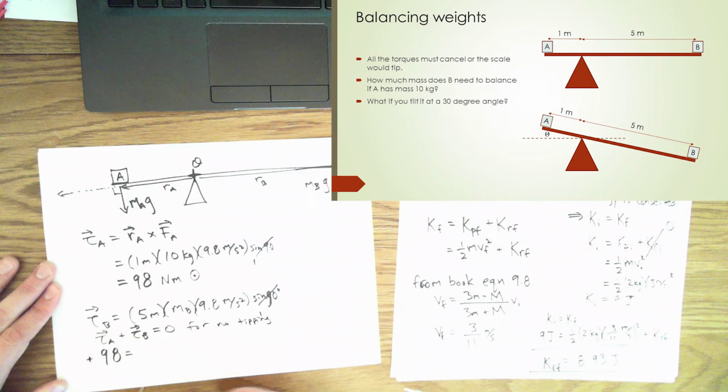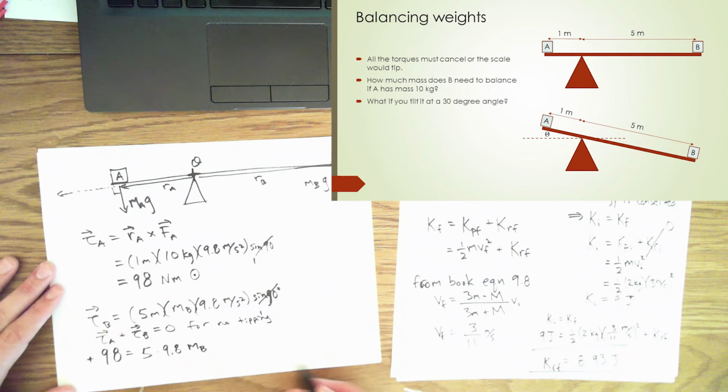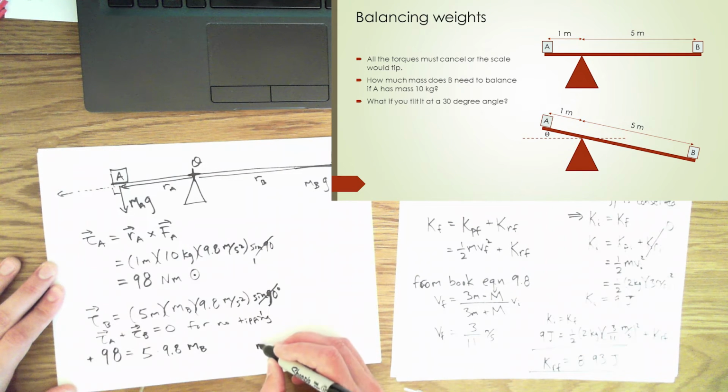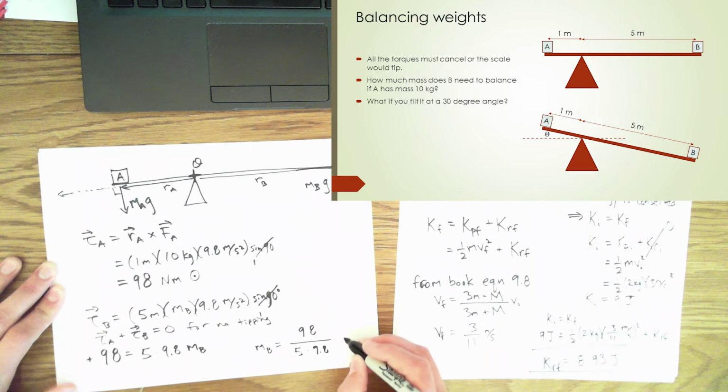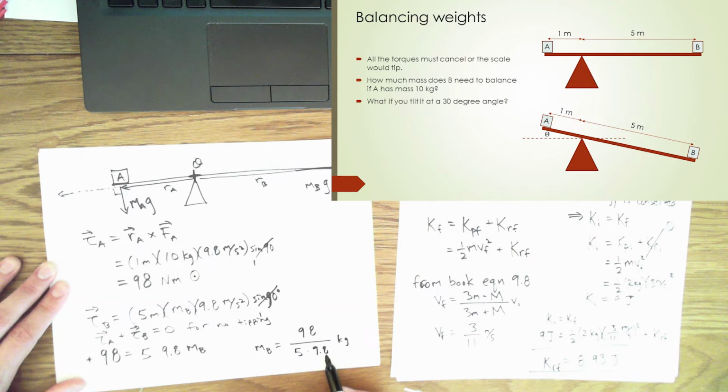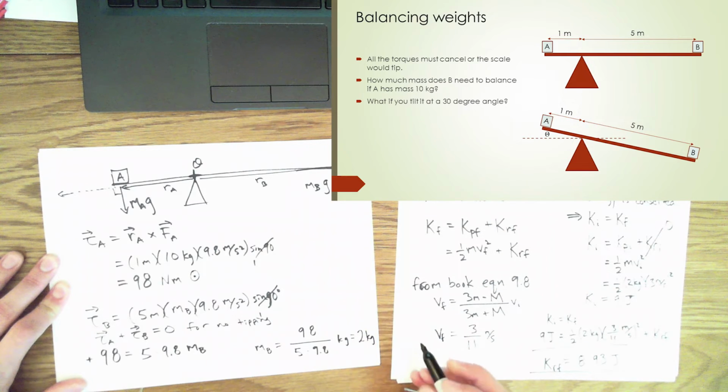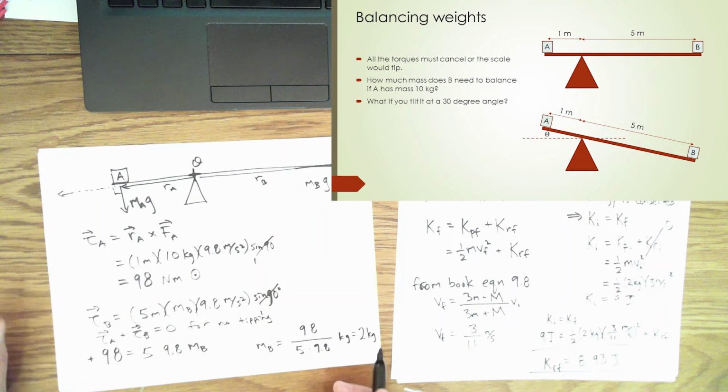I think we don't need that sign. Let's see, 5 times 9.8 times MB. I'll take care of my units in a moment here. Solve that for MB. That's going to be in kilograms. So 98 divided by 9.8 is 10. 10 divided by 5 is 2. That is 2 kilograms. So MB has to be 2 kilograms if it's sitting out at that further distance of 5 meters.